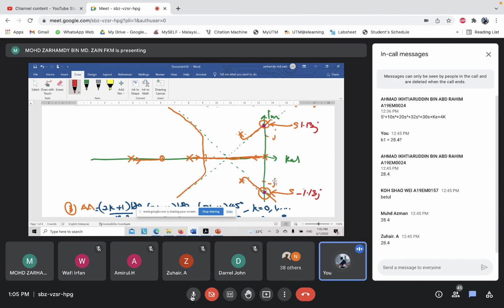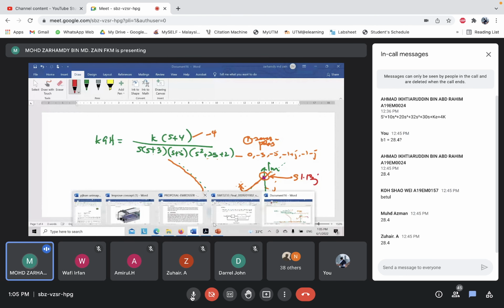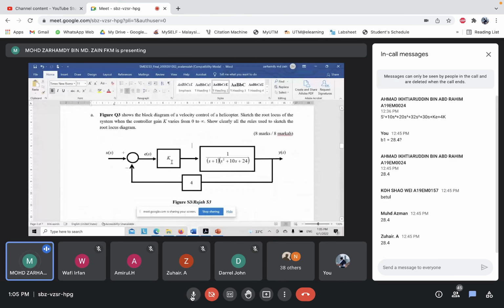K tu dikira macam constant kan? K ni bukan constant. K ni kalau kita lihat kat sini, this K, this is the controller. Sebab why? Because this is our real system and this is our sensor. If we try to think about control system, we prepare for the controller box here in front of our system.